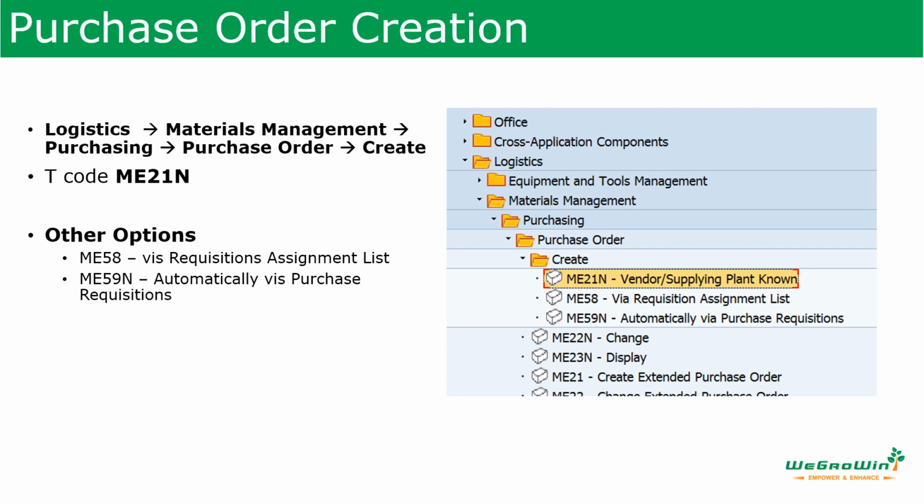In this session, we will create the purchase order directly in the system. The transaction code to create a purchase order is ME21N, with the menu path shown here.